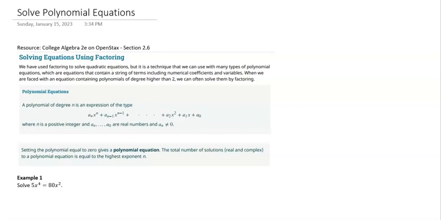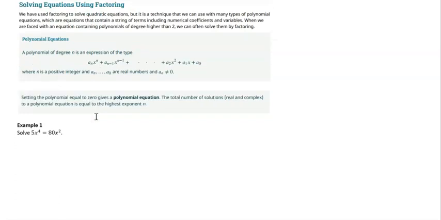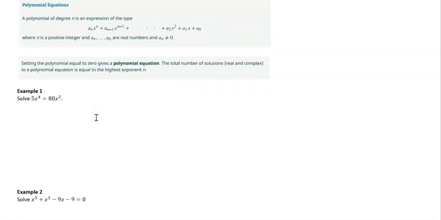All right, this video is going to be about solving polynomial equations, and in college algebra, we keep this just to doing so with greatest common factor and factor by grouping. So there's some reminders here on what polynomial equations are. I'm going to jump right into example 1 here.